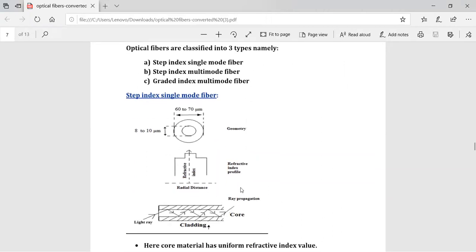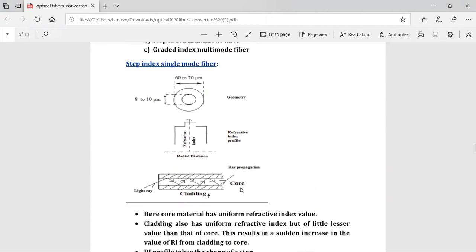Let us begin with the step index single mode fiber. So in the step index single mode fiber, we have the geometry of the fiber, refractive index profile, and the ray propagation. So let us know first about the geometry of the fiber. We know a fiber is made of mainly two parts, core and the cladding. The inner cylindrical layer is core and the outer cylindrical layer is cladding. Refractive index of core is N1, refractive index of cladding is N2. We also know always N1 is greater than N2.